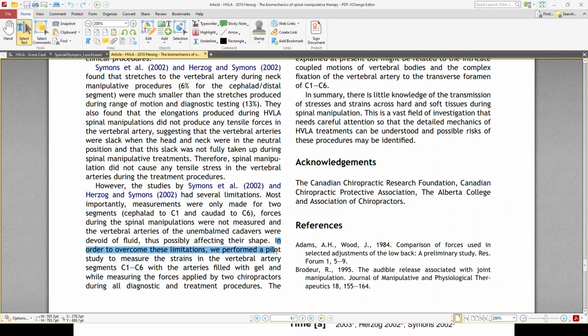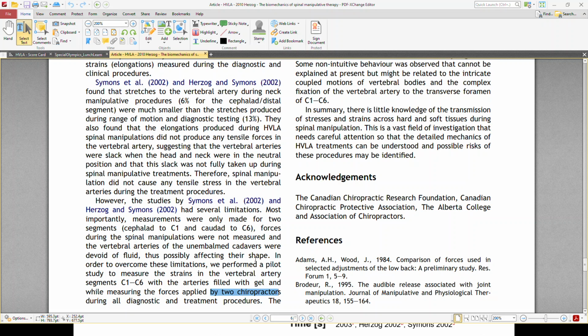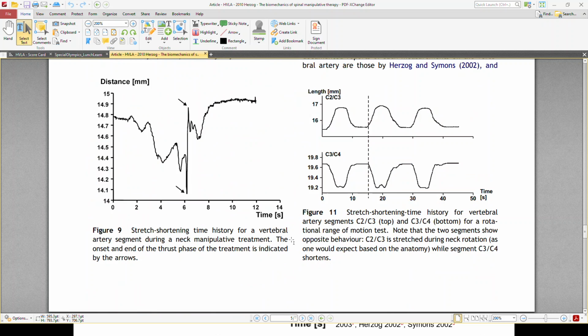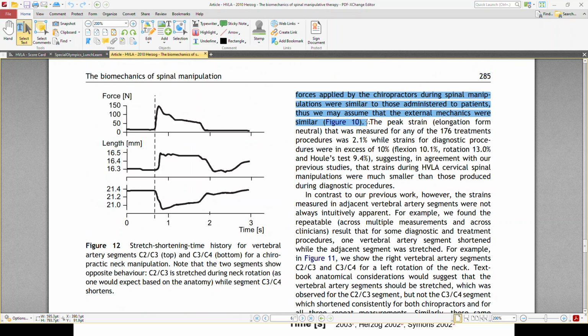In order to overcome this limitation, they performed a pilot study to measure the external strains on the neck, performed by 2 chiropractors on live patients as well as cadavers. And they measured the external forces to determine whether the external forces occurring on the neck, and the biomechanics within the techniques, were comparable. And that's where they reference figure 10.